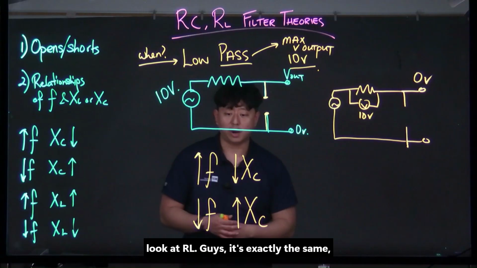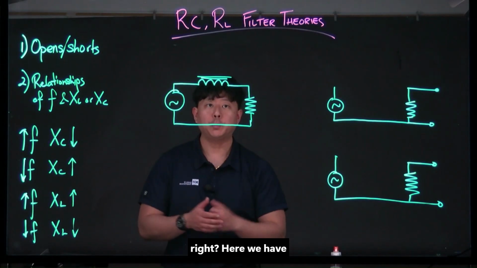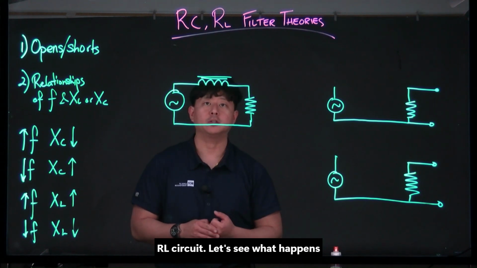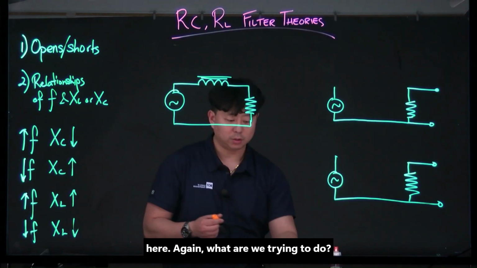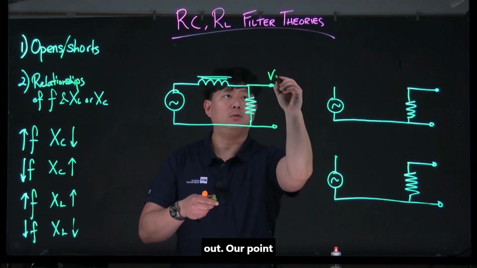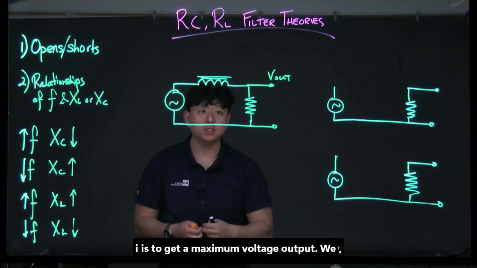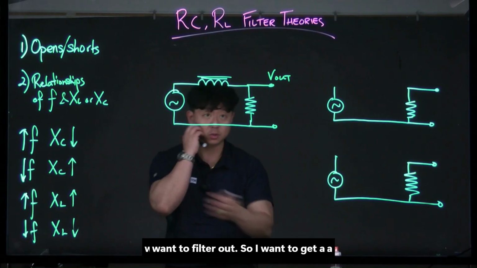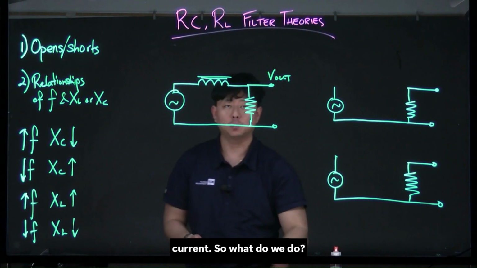So let's look at RL. Guys, it's exactly the same, right? Here we have an RL circuit. Let's see what happens here. Again, what are we trying to do? Oh, I forgot to draw V out. Our point is to get a maximum voltage output. Okay, we want to filter out. So I want to get a maximum voltage output or maximum current. So what do we do?